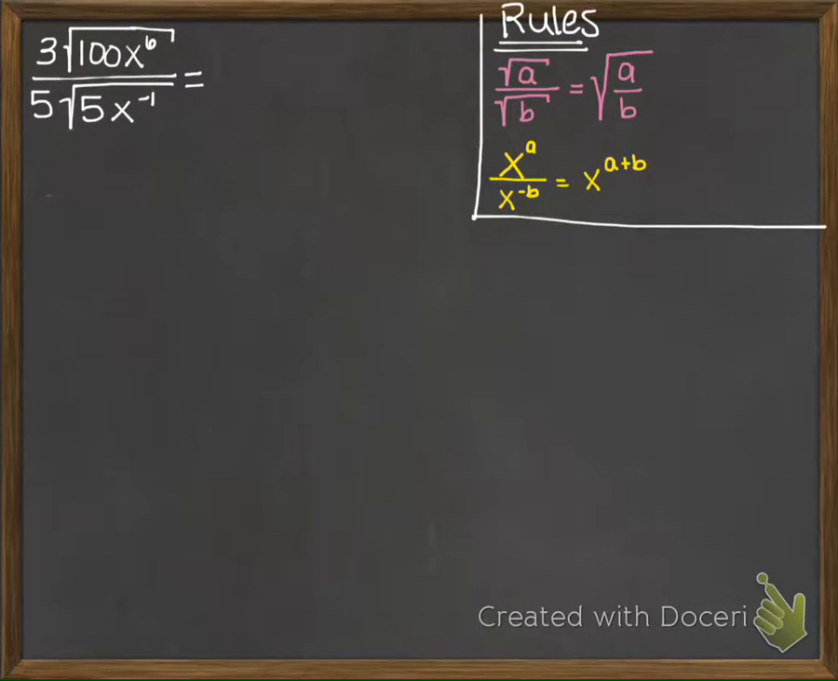Hi all, I received this homework question and I wanted to address it in a video. So the homework question is asking us to reduce this fraction that contains both radicals and negative exponents.